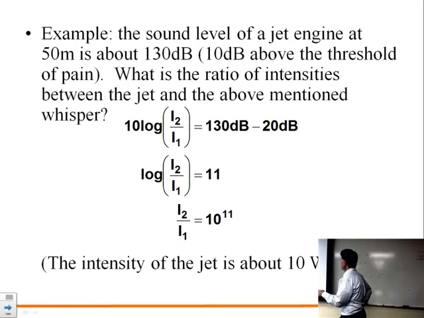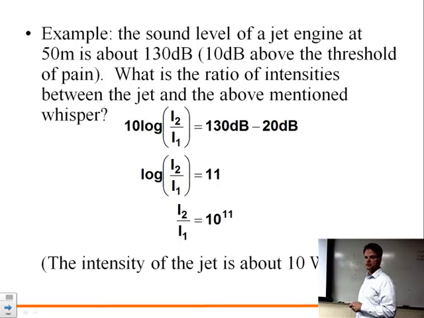All right, so let's do an example. The sound level of a jet engine at 50 meters away is about 130 decibels. The average threshold of pain is about 120 decibels. So this is 10 decibels above that. Now, if it's 10 decibels above that, what does that mean in terms of the intensity? Every time you go up 10 decibels, that's 1 bel. The log increases by 1, which means you are multiplying the intensity by 10. So the intensity of 130 decibels is 10 times the intensity of 120 decibels, which is the amount that makes the average person hurt.